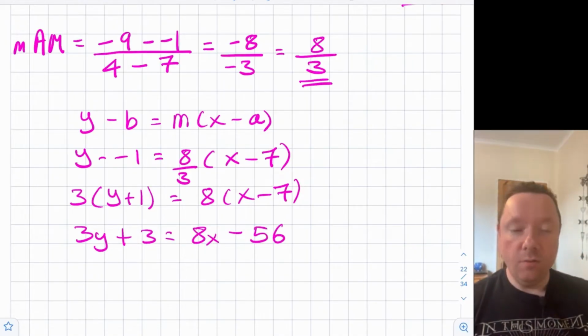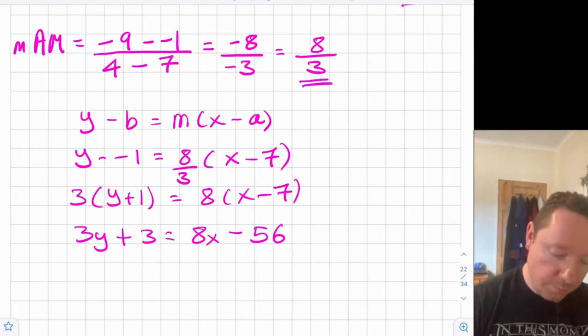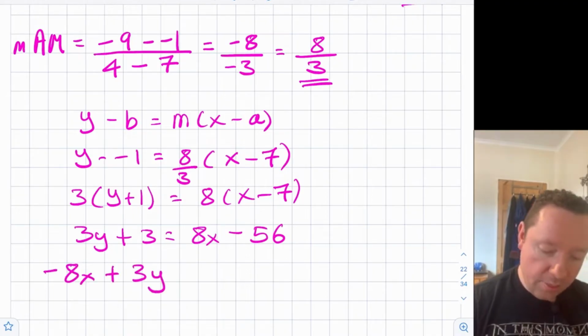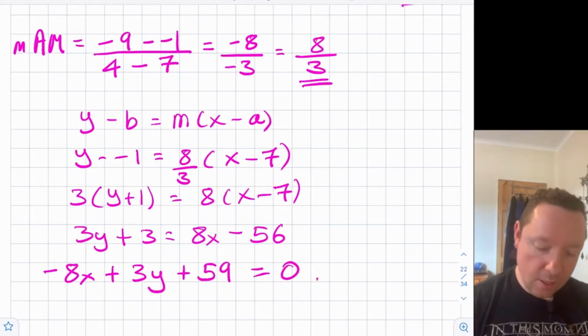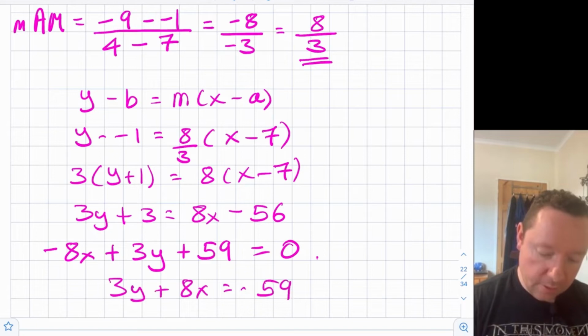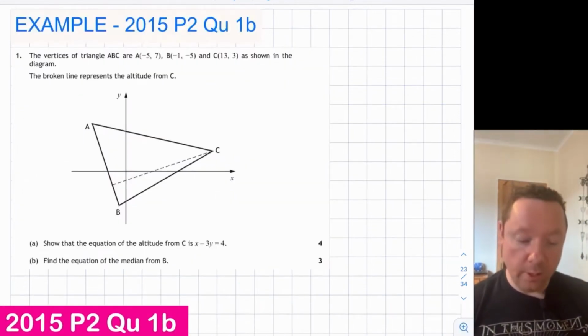I'll just take everything over to the left hand side in this case and make it equal to 0. So we've got -8x plus 3y, 3 plus 56 is 59, and that equals 0. So that's one form you could leave it in. Or if you preferred another form, you could have said that 3y plus 8x equals -59. That's another option.